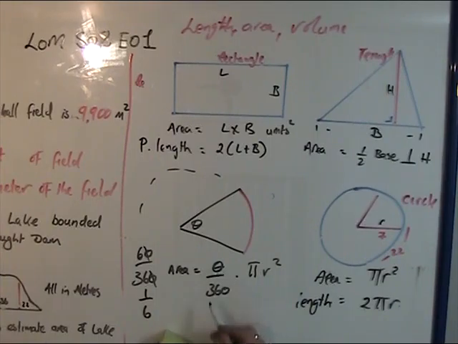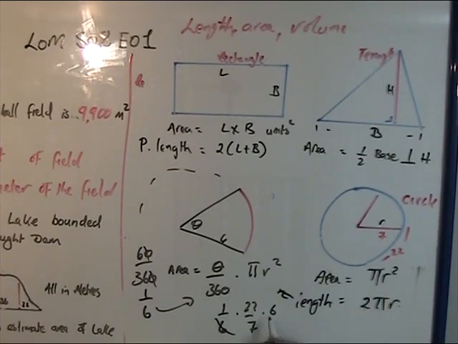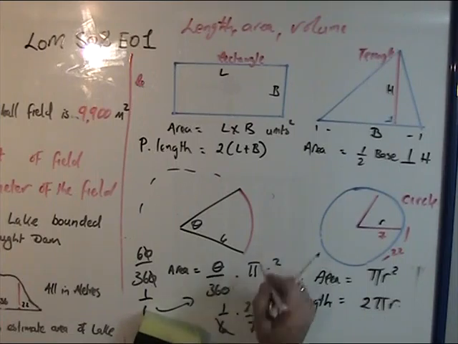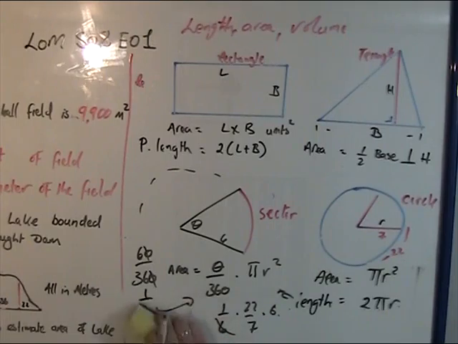Okay, so that's the angle over 360, and if it was 60 degrees, it becomes 1/6 times 22 over 7, and the radius, say it was 6, so that'd be 6 squared. 6 cancels with the 6, and you're left with 6 here because they're 6 by 6. Right, so that's how you deal with sectors. Now they're important and might come up, just remember it's a fraction of a circle.